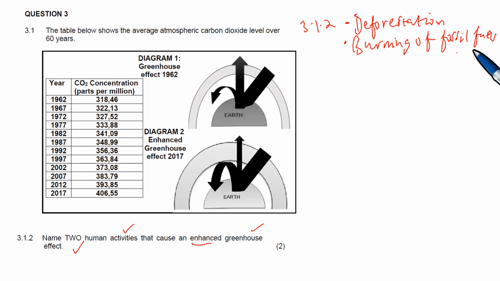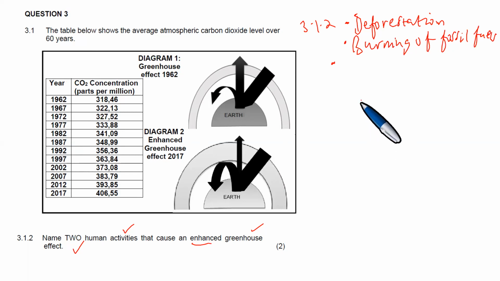What are the fossil fuels? People are burning coal. Coal is a fossil fuel. People are burning diesel in the cars and the trains, and petrol in the cars. People continue to burn those, and those are fossil fuels. And those fossil fuels enhance the greenhouse effect. Okay, so that is one thing that we're observing. Now we're able to see the atmospheric carbon dioxide level over 60 years. Next point.